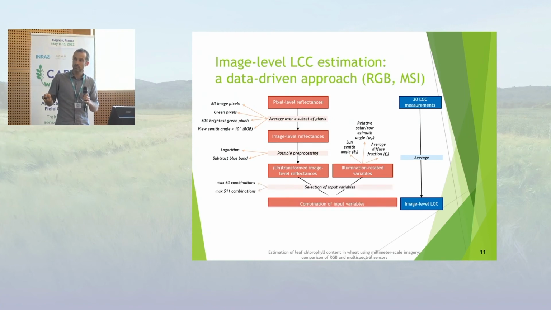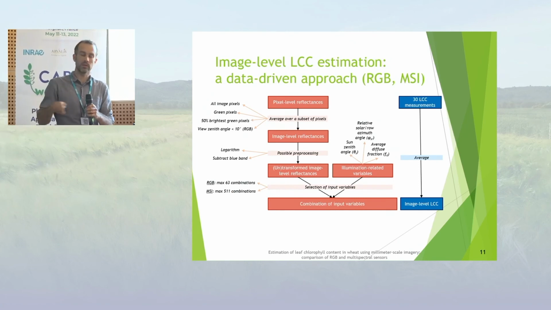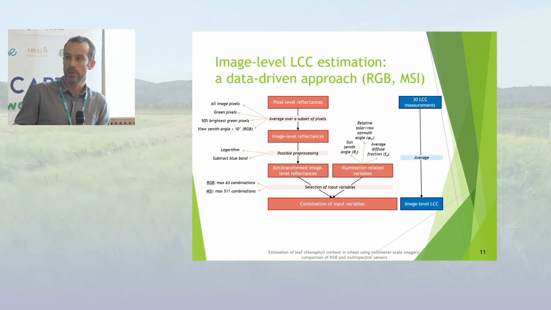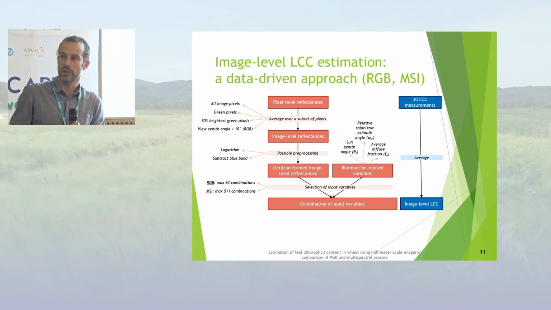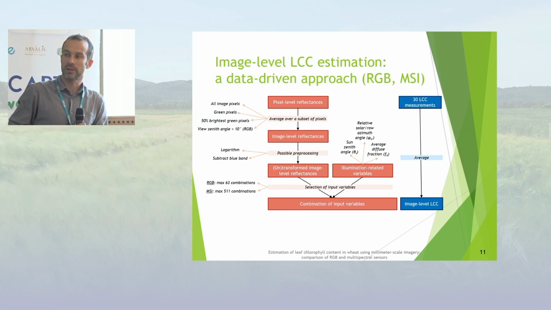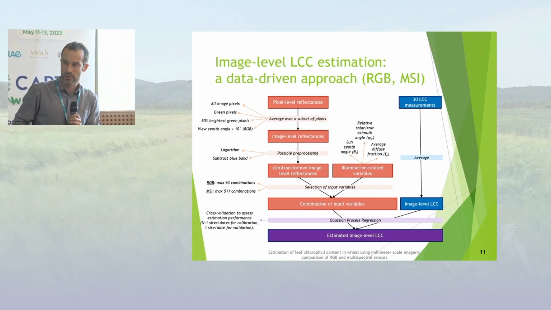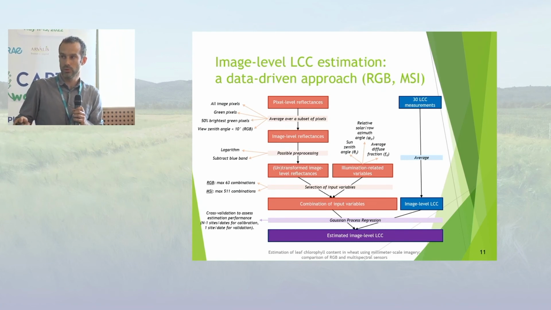And we can test every combination of input variables. It makes about 63 combinations maximum for the RGB camera and more than 500 combinations for the multispectral imagery. Then we apply a data-driven approach, a machine learning model, such as GPR in our case, to estimate the LCC. Importantly, we use cross-validation to assess the performance, using n-1 sites for calibration, and the remaining one, which is independent, for the validation.